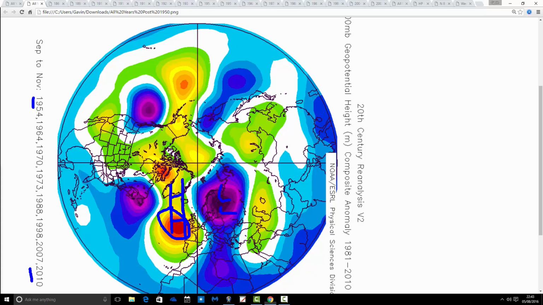Trough around Scandinavia, so a fairly cold signal for them. And generally just the jet stream doing something like that. So a lot of dry weather. It's blocking off the Atlantic. The Atlantic trough is well away in the central part of the Atlantic Ocean, just there.